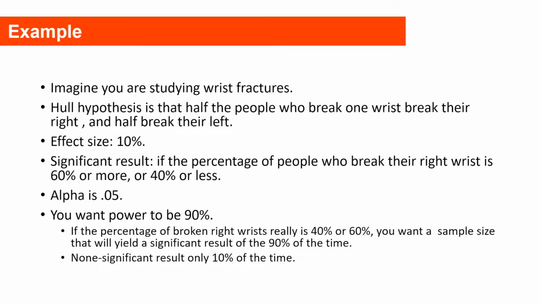You want power to be 90%, which means that if the percentage of broken right wrists really is 40% or 60%, you want a sample size that will yield a significant result 90% of the time and a non-significant result only 10% of the time.